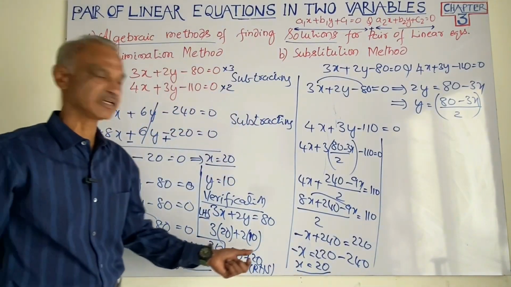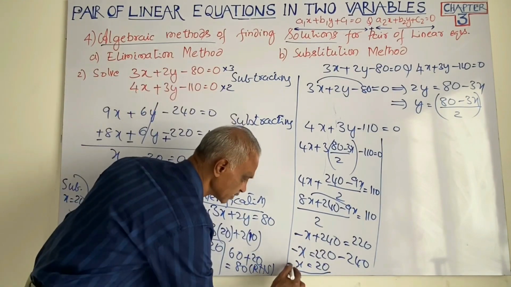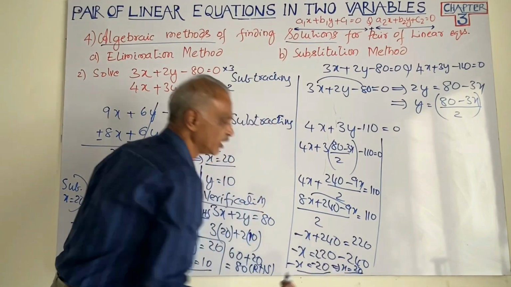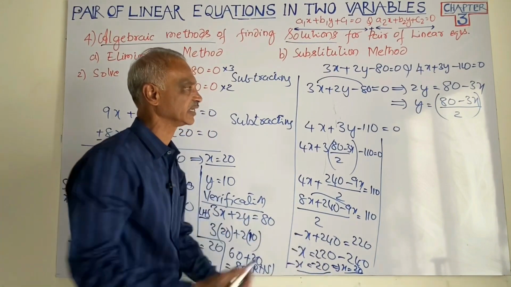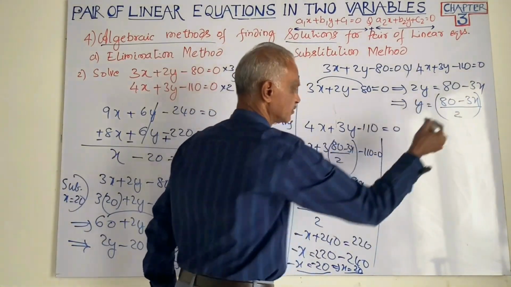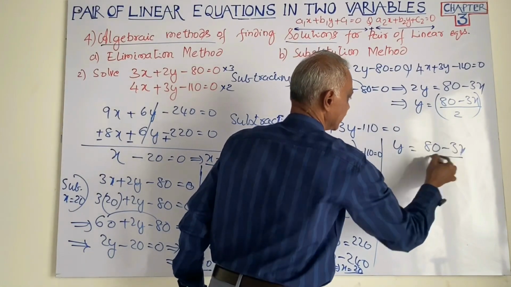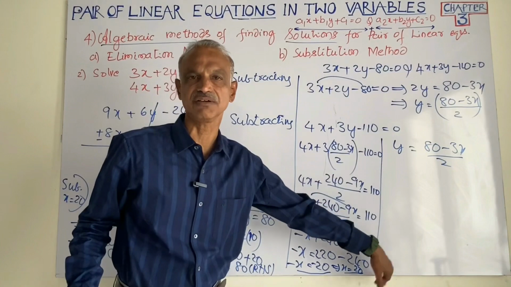Minus x is equal to minus 20. You will get x is equal to 20. Similarly, substitute the value of x is equal to 20 in this, y is equal to 80 minus 3x by 2. Substitute the value of x, directly you will get the value of y.